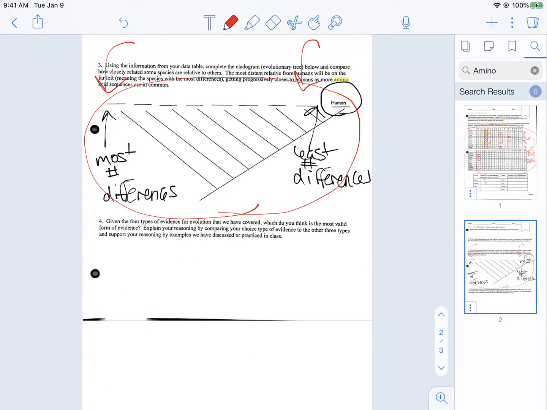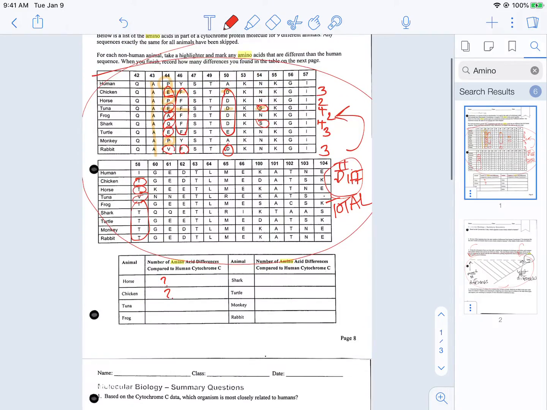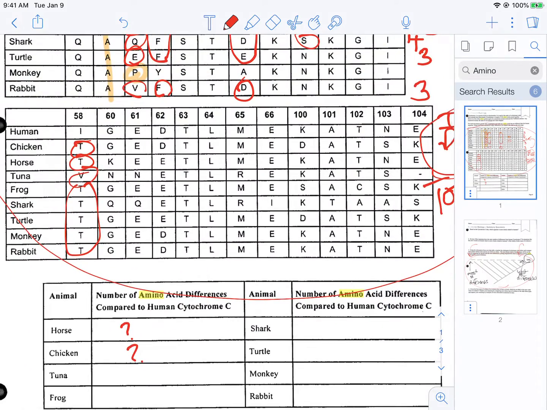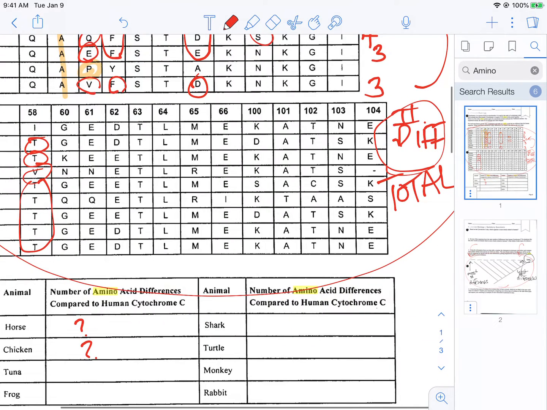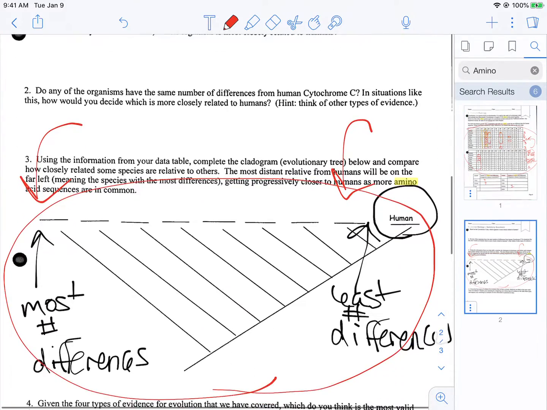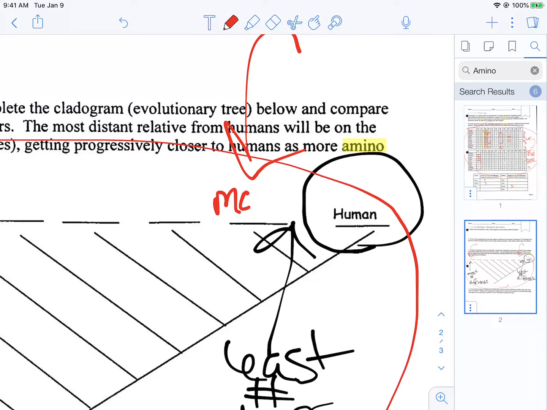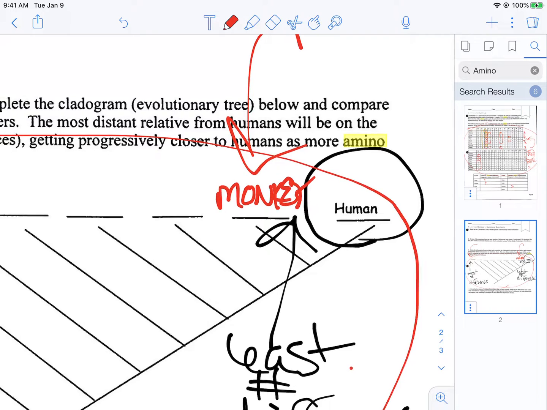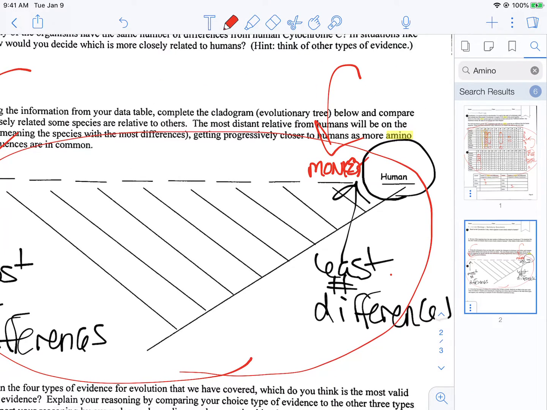I'm going to have a hunch that the monkey is most closely related. So let's find out. Monkey's got 1 difference so far. Same. Same. 100, 101 is the same, 102 is the same, and 103 is the same, and 104 is the same. So the monkey has 1 total difference between both charts from a human. So how many differences does the monkey have? 1. And then because the monkey has 1 difference, I'm going to write it right next to the human because based on its DNA, it has the most similarities and the least number of differences, which means that it is most closely related to a human, which is why it goes next to it.